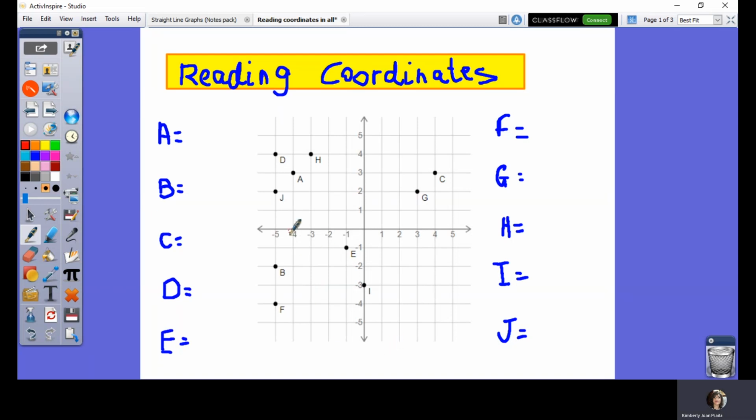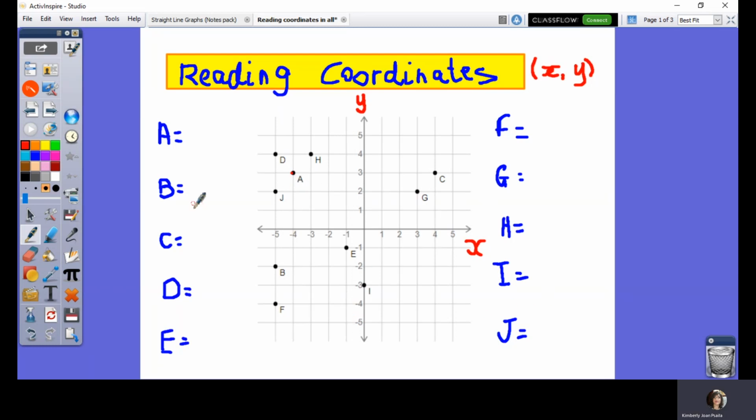First of all, let me remind you that this horizontal number line is called the x-axis. This vertical number line is called the y-axis. The coordinates, however, should be written in the form x, comma y, since the first number should be taken from the x-axis, and the second number should be taken from the y-axis. So let us start with the point A.